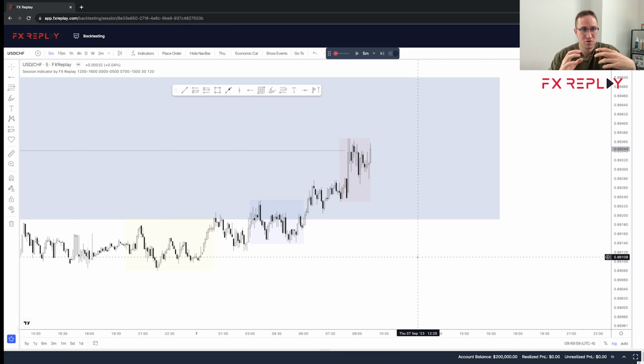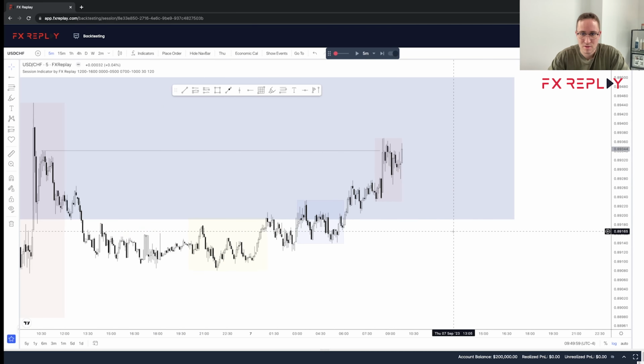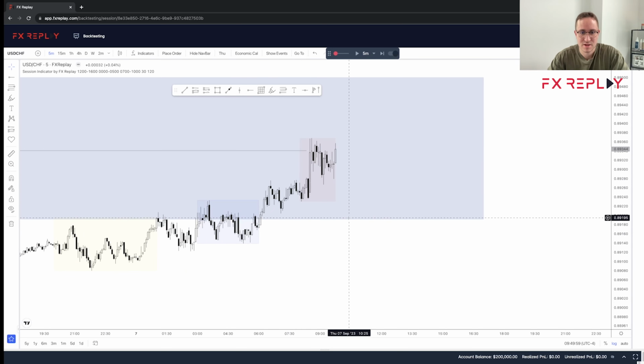So if you are looking for price to reverse, and it's very choppy, it's not strong, it's not creating an imbalance like over here or here, right? Or an upside imbalance like this. If it's very choppy like this, we don't want to be getting involved.